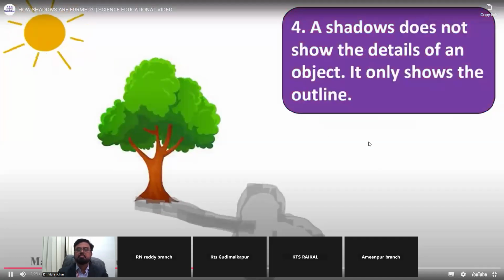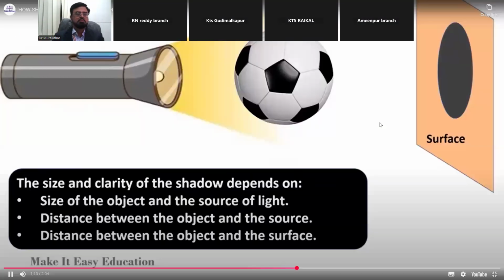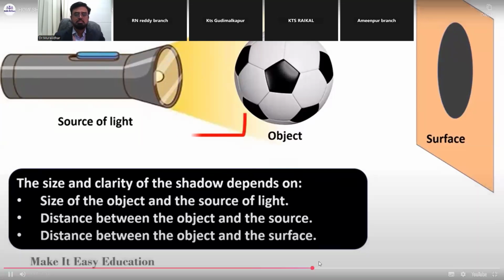A shadow does not show the details of an object. It only shows the outline. The size and clarity of the shadow depends on the size of the object and the source of light, the distance between the object and the source, and the distance between the object and the surface.